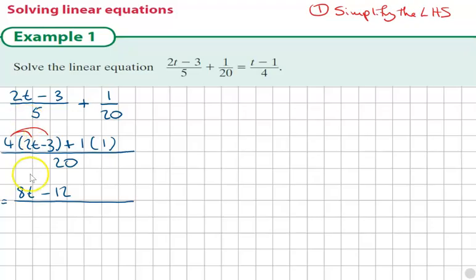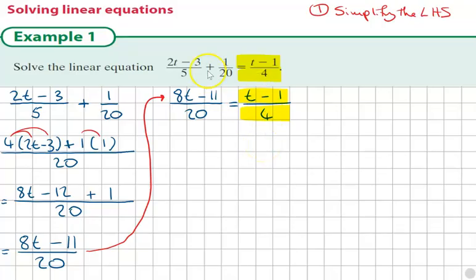So 4 times 2t is 8t, and 4 times minus 3 is minus 12. And then 1 times 1 is 1, and that's all over 20. And then we simplify the numerator. So we have minus 12 plus 1, which is going to be minus 11. So we have 8t minus 11 all over 20. So we've simplified the left-hand side. So now we can let it equal the right-hand side, which was t minus 1 over 4.